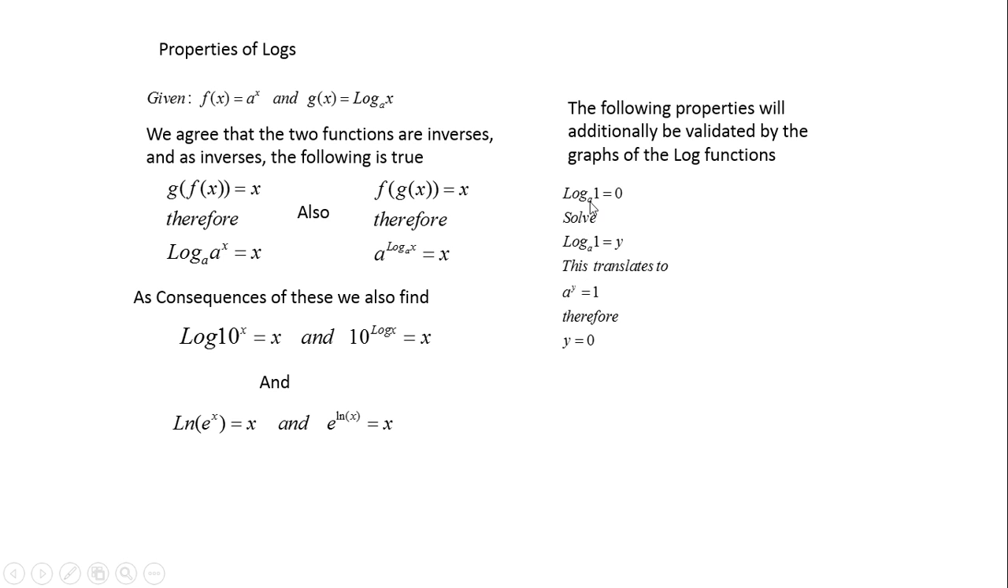So therefore, if I put in 1, I should get out 0. So we have a property that log of 1 in any base will always equal 0. So the log of 1 will always equal 0.